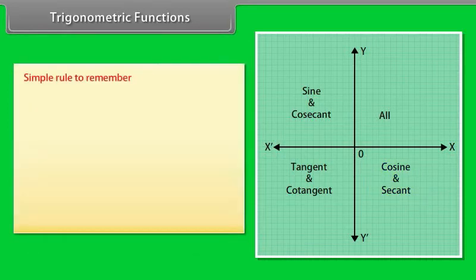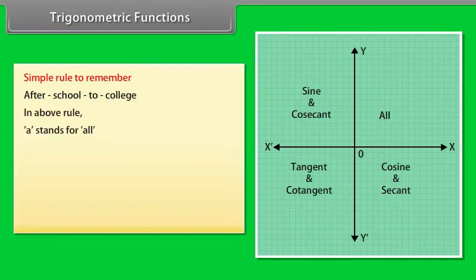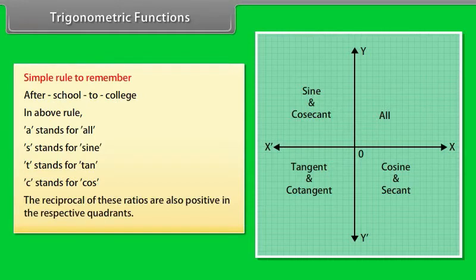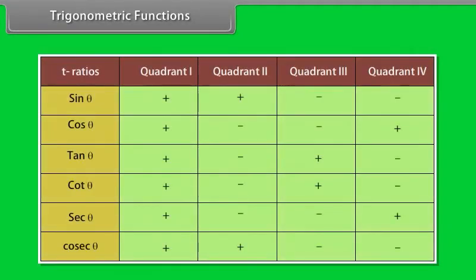Simple rule to remember: After school to college. In the above rule, A stands for all, S stands for sine, T stands for tan, and C stands for cos. The reciprocals of these ratios are also positive in the respective quadrants. Trigonometric functions. In the table given below, the signs of all the trigonometric ratios are given in each quadrant.